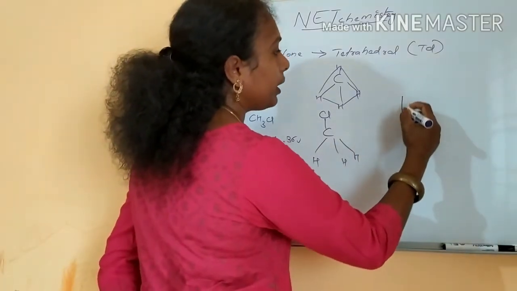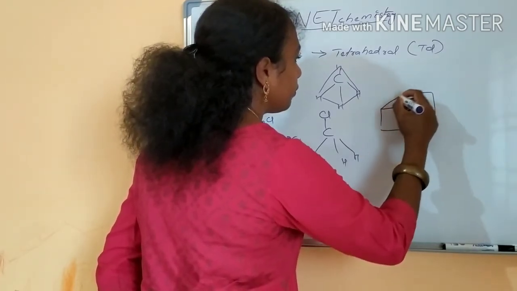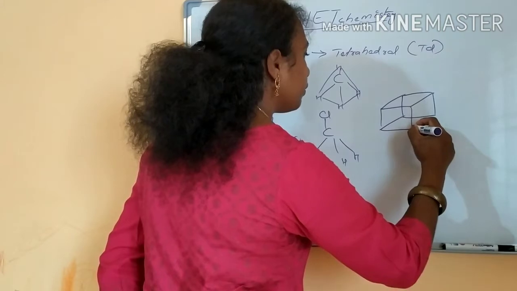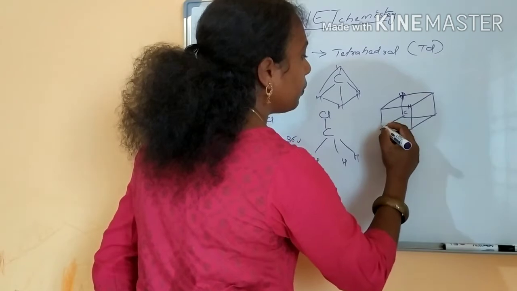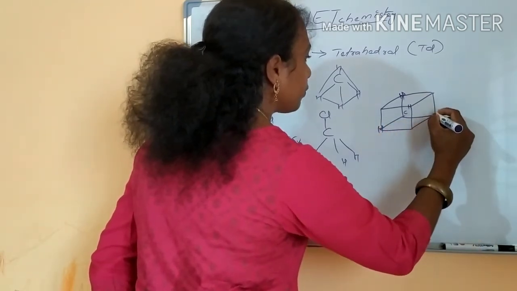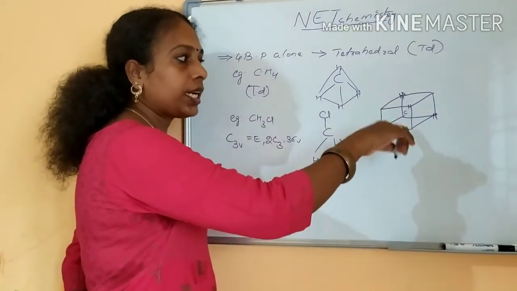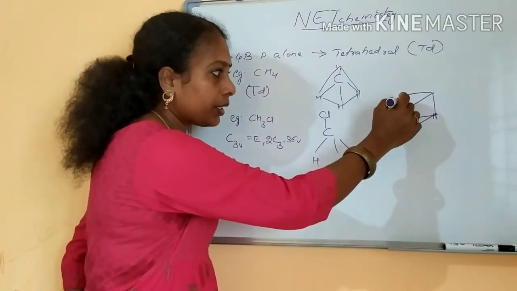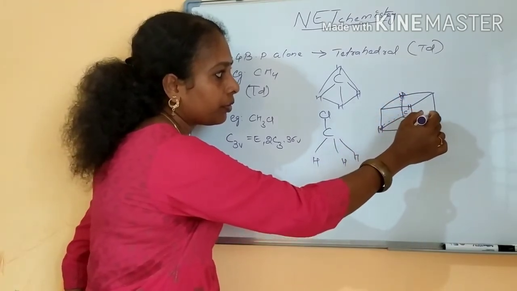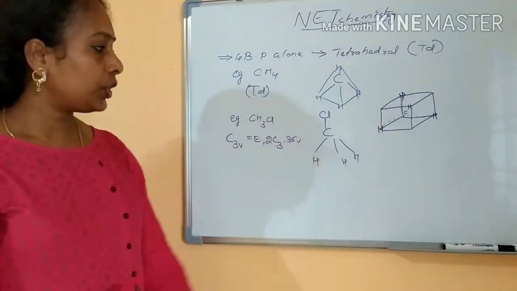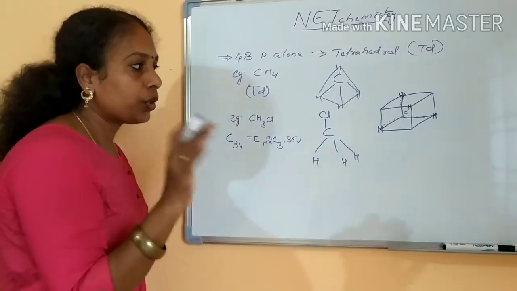So I am writing a tetrahedral molecule inside a cube, carbon in the center, here one hydrogen, here one hydrogen. This is the condition of a tetrahedral molecule. Okay, this is the condition. I am replacing one hydrogen atom with a chlorine atom. The molecule is turning to the C3V point group.